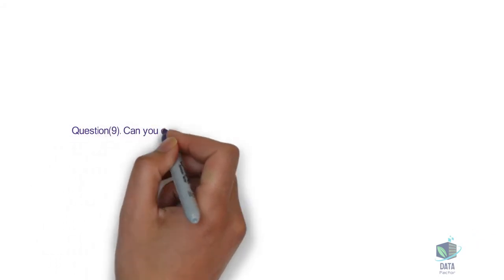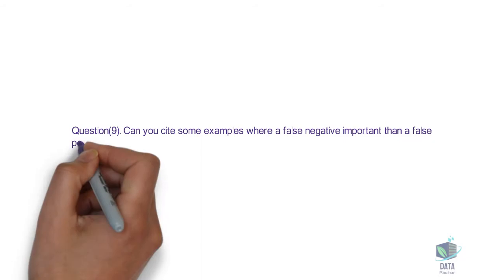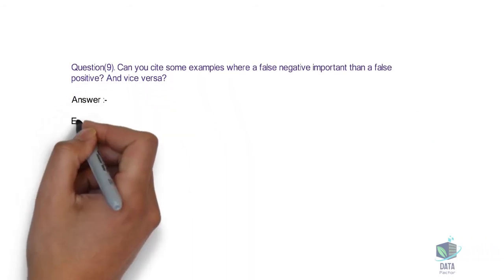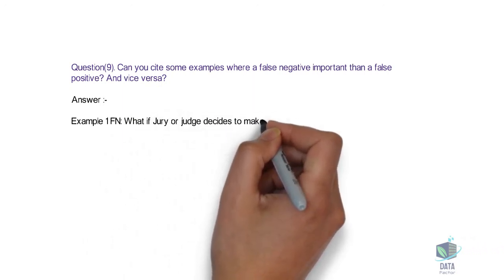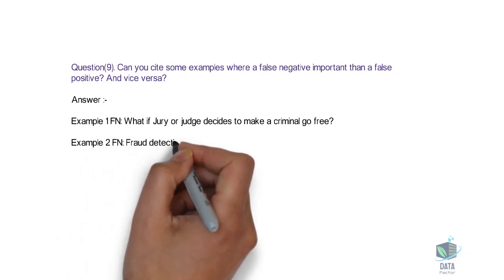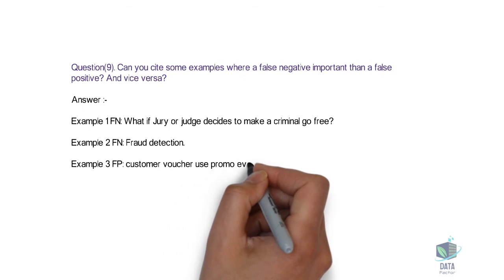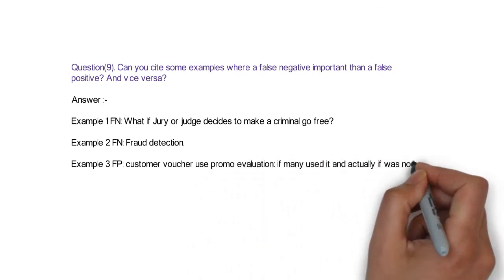Question 9. Can you cite some examples where a false negative is more important than a false positive? And vice versa? Answer: Example 1, FN. What if a jury or judge decides to make a criminal go free? Example 2, FN. Fraud detection. Example 3, FP. Customer voucher use, promo evaluation. If many used it and actually it was not true, the promo sucks.